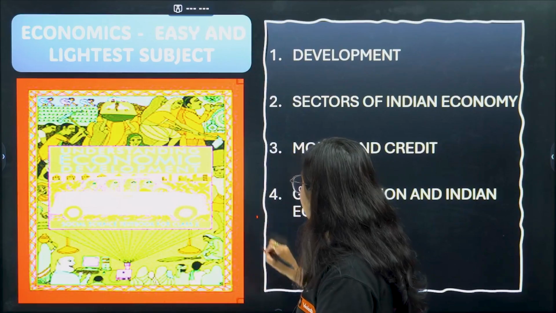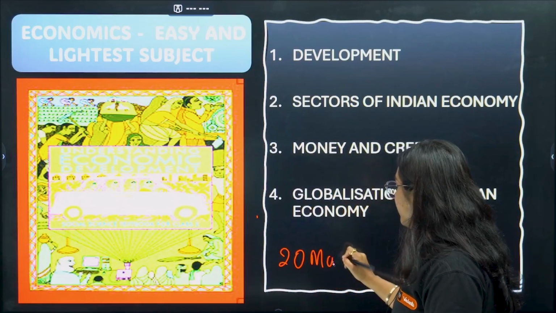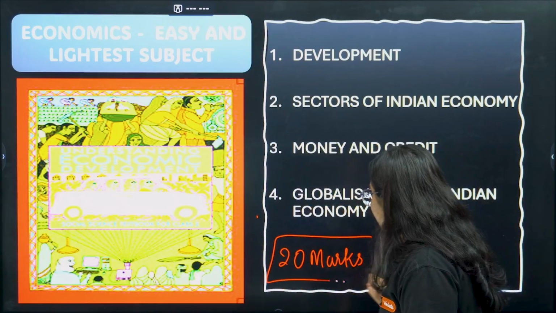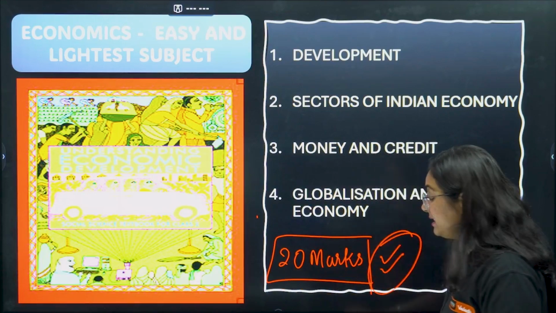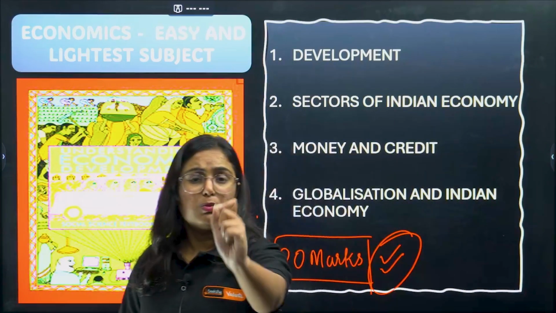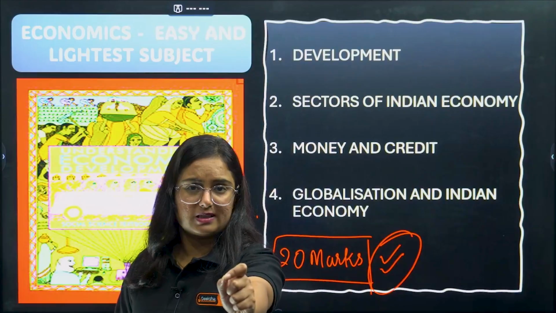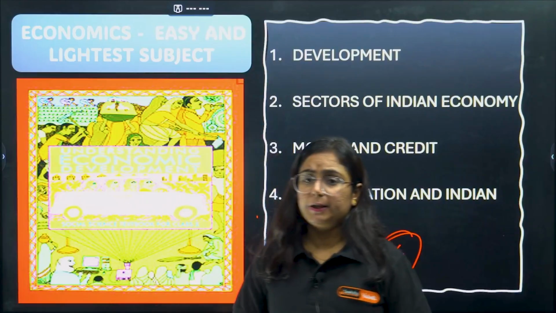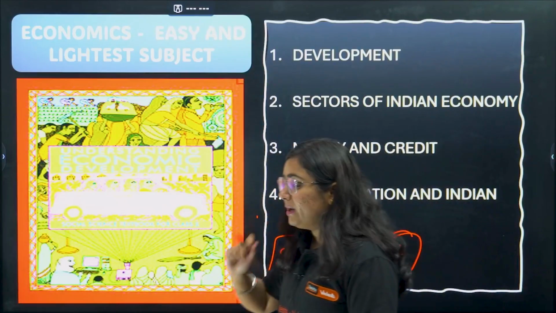If we are done with this, we are easily able to secure our 20 marks. That means 25% of your 100 marks. Okay, moving further, now coming to economics.